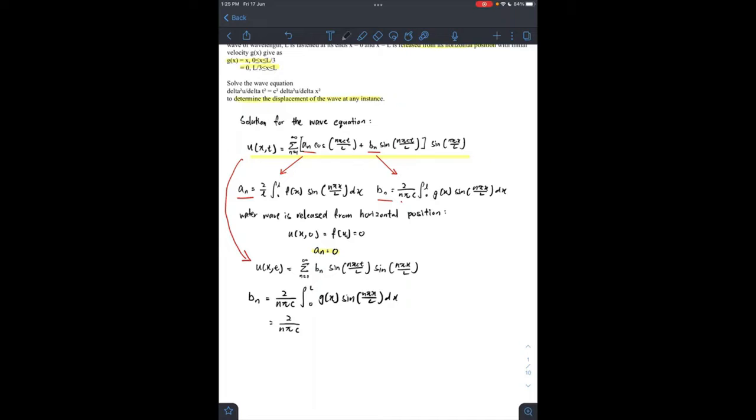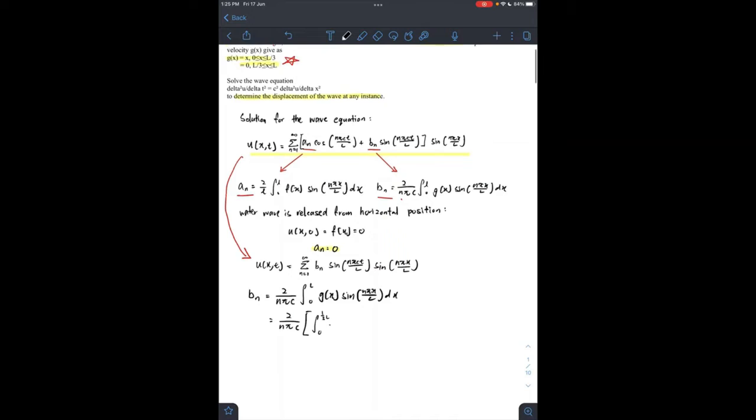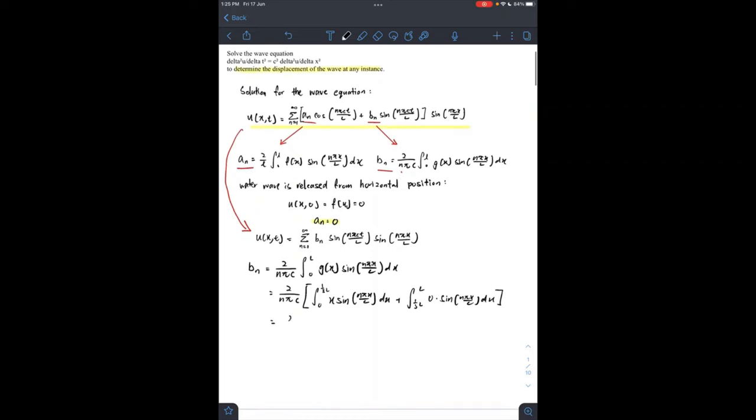From this part, the range of g(x) can be separated. So how to separate it? It becomes the integral from 0 to L over 3 of x sine n pi x over L dx, plus the integral from L over 3 to L of 0. Anything integrated with 0 is 0, so we continue to write like this.